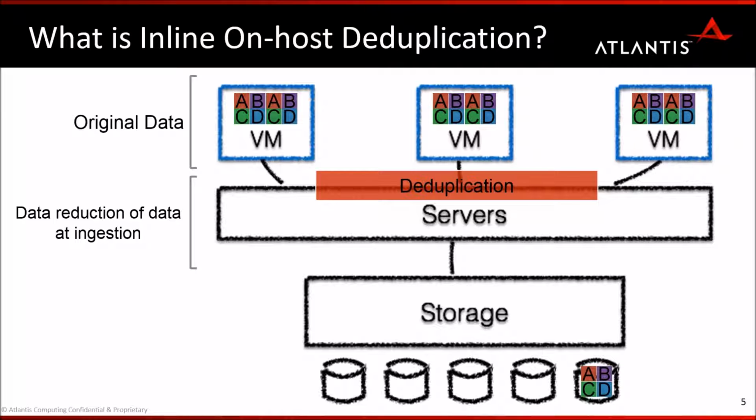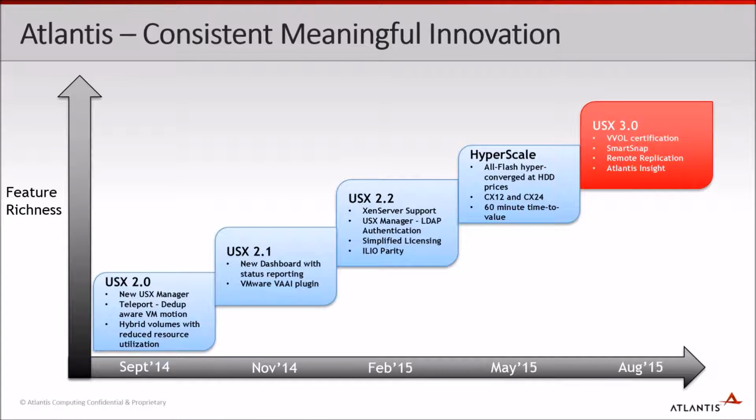With USX, we've been delivering what I call consistent, meaningful innovation almost every 3 to 6 months. And USX 3.0 is just the latest installment of Atlantis innovation that we are delivering. We are delivering quite a bit, but I would like to focus our talk today on 4 things: the VMware VVOL certification, Smart Snaps, which is our snapshot capability, remote replication, and Atlantis Insight, which you can think of as a call home capability, but it is much more than that, and I'll talk about that. Let's look at USX 3.0 VMware VVOL certification.